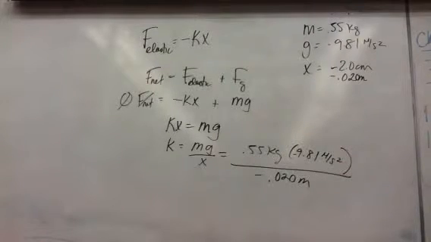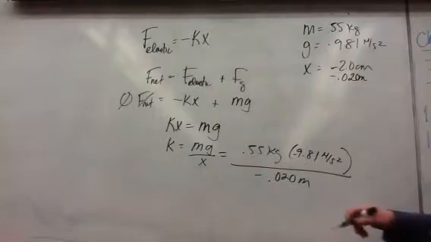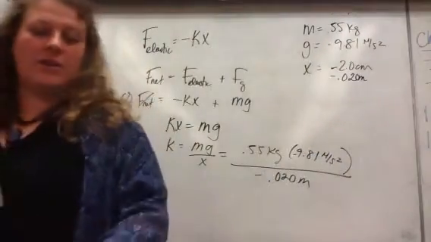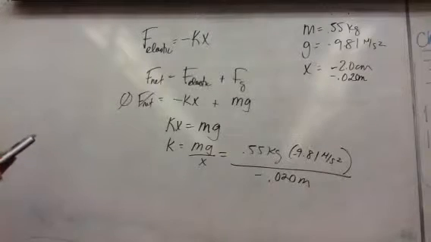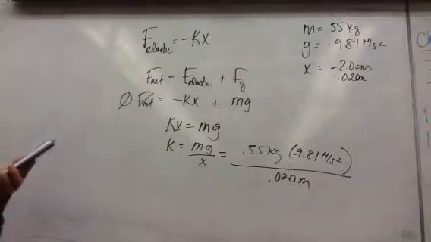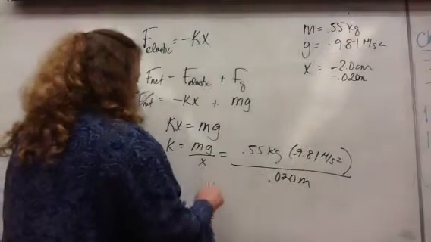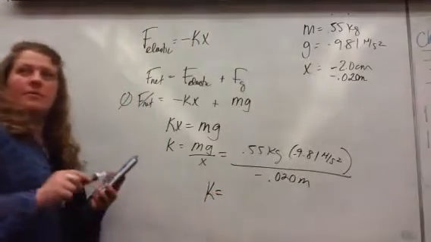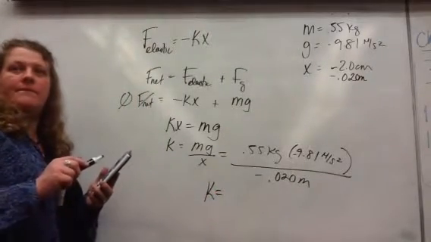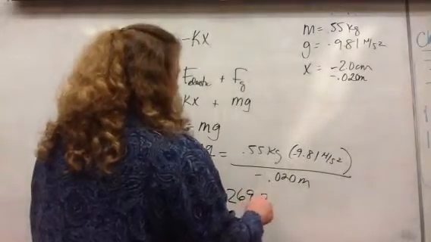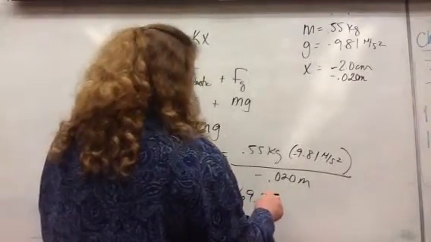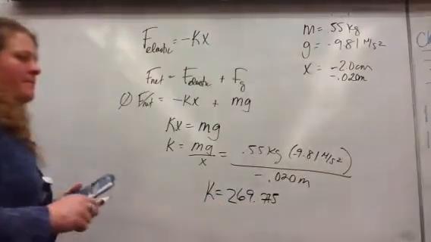So, all right. And if we do the math, give me a raw number. What is it? Give me a raw number. 269.775. What are our units?